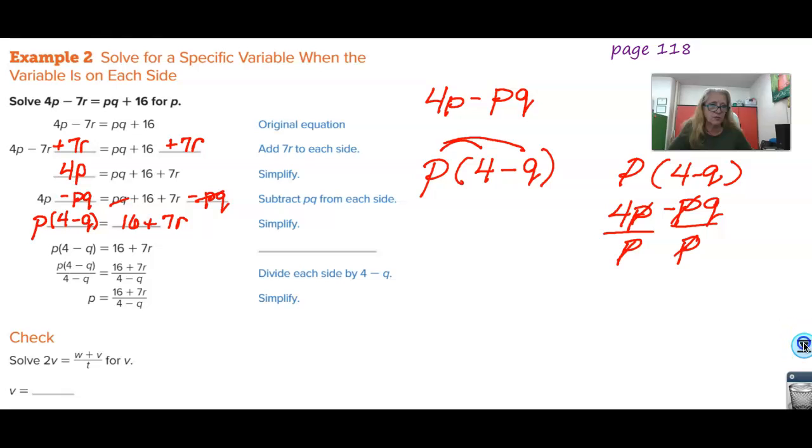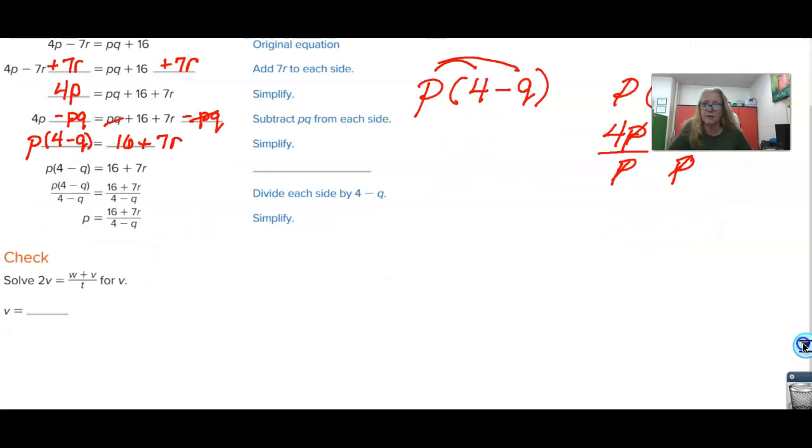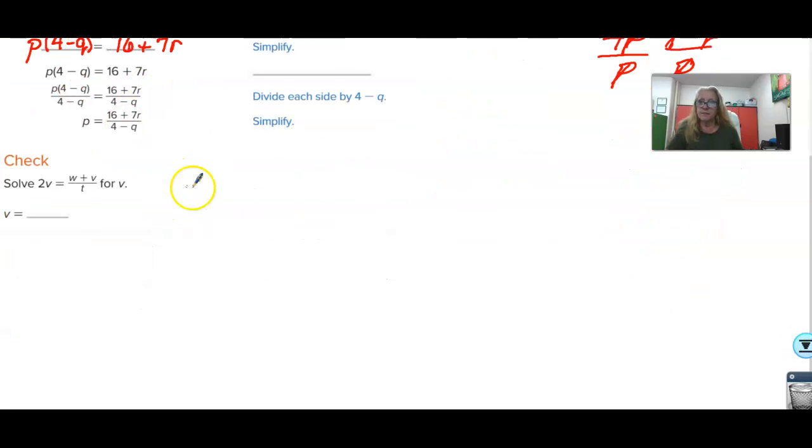Let me see if I can scroll the screen up just a tad. All right. They've given us 2V equals W plus V over T, and they want us to solve for V. Well, in order to get rid of the 2 that's being multiplied with the V, we need to divide this by 2.